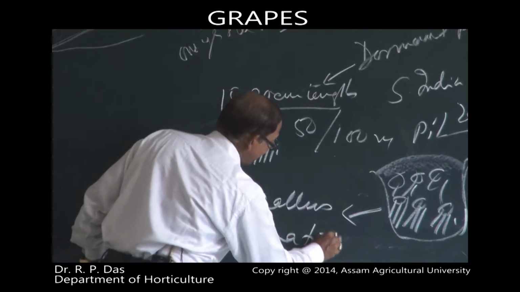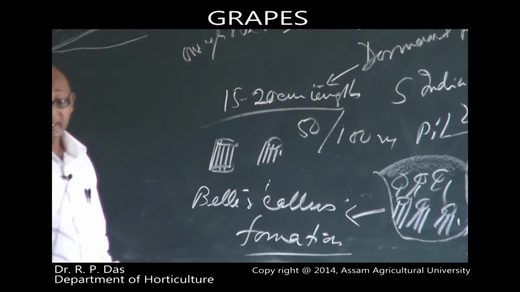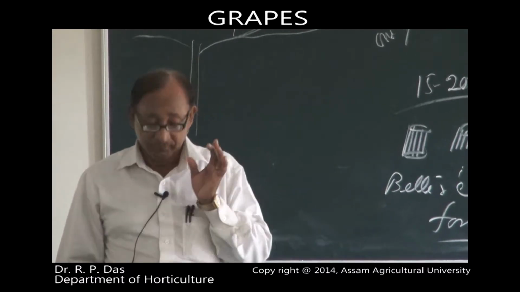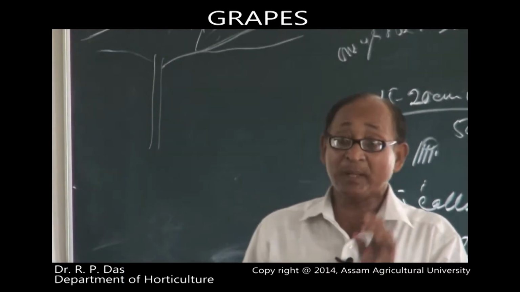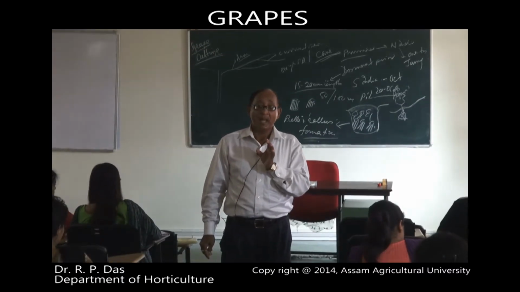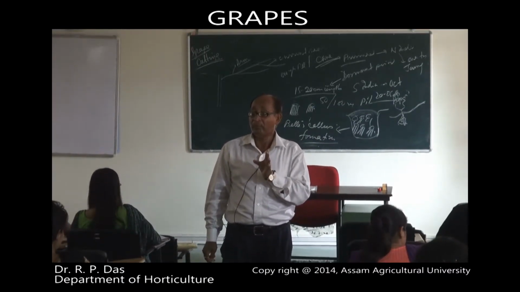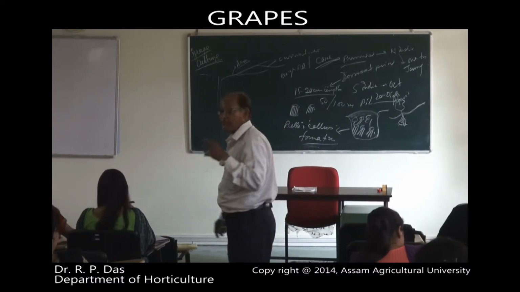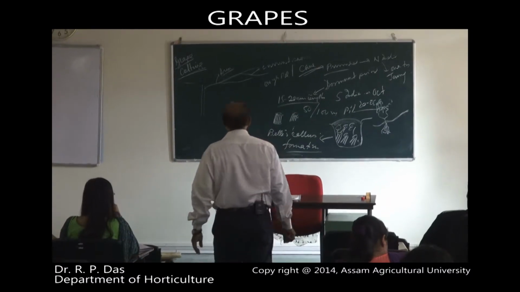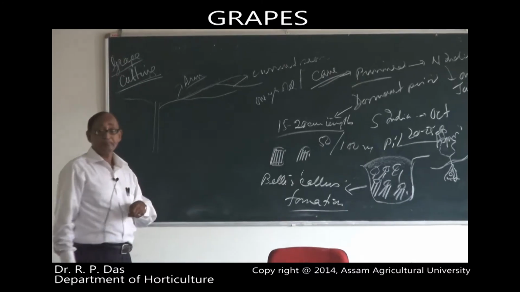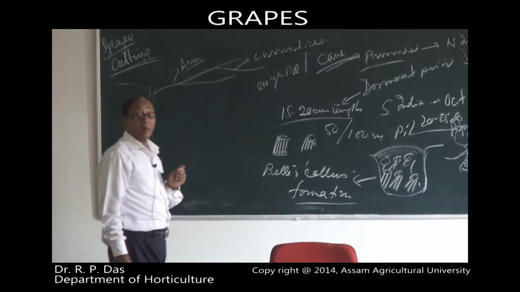What is callus? Callus is the mass of parenchymatous cells developed at the wound tissues, base of the cuttings, having the capacity for formation of root primordia. That's why there will be development of the roots. So callus is the mass of parenchymatous cells developed at the base of the cuttings, having the capacity for formation of root primordia.